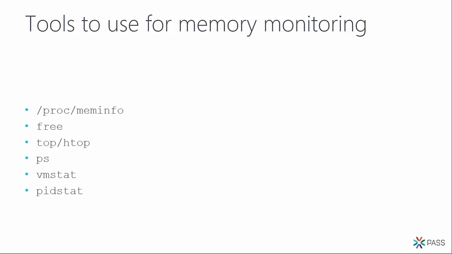Meminfo is going to give us a global view across the system. We're going to use free. Free is going to tell us the total system memory, what's allocated, what's free, and it's also going to tell us the size of the file system cache.